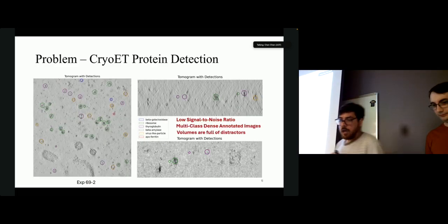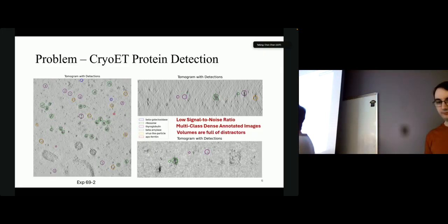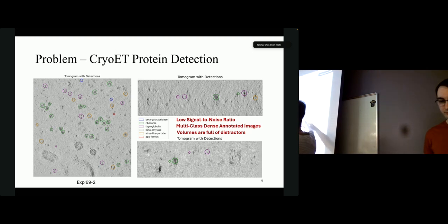This is another example, a denoised image. Just to characterize the problem, they have a low signal to noise ratio. They have dense multi-class annotation. Basically, you have multiple classes, and these blobs are pretty similar. You need to distinguish between them, and volumes are full of these structures. You can see it also in this one. They have this protein or structure here that should not be classified or is not annotated.